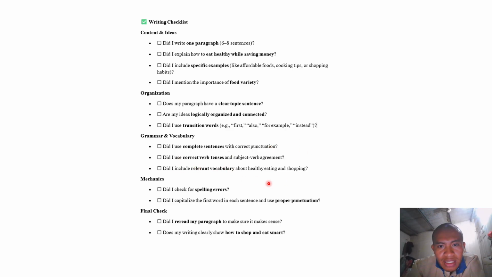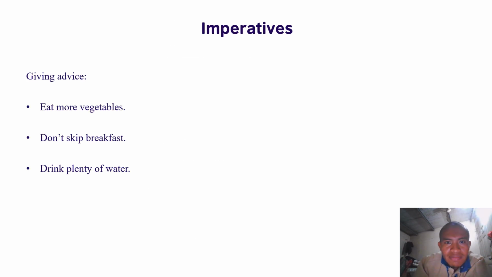Use correct verb tense and subject-verb agreement. Use relevant vocabulary. So check the spelling, don't miss words. Use proper punctuation, everything: comma, colon, semicolon, if needed. And reread your paragraph. You have to read your paragraph after writing how to shop smart. So try to include everything here.